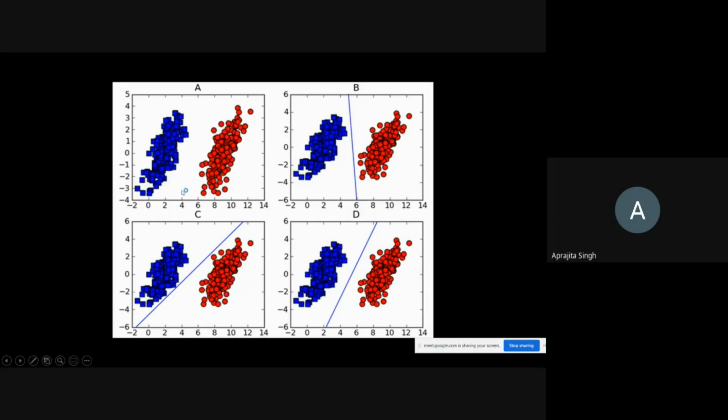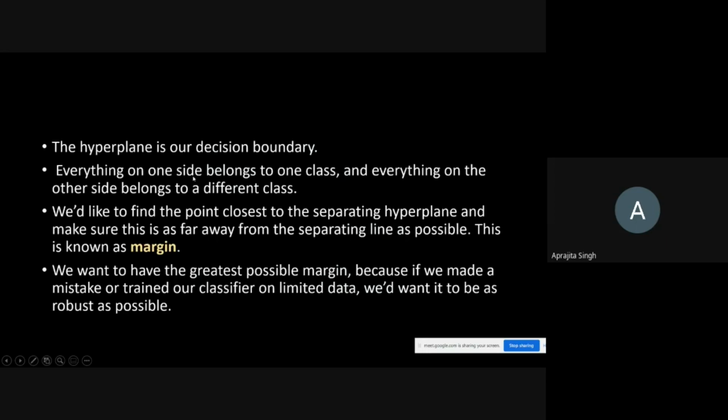So we have to choose that particular line. So that is what it is saying. So we'll have to identify a margin. So we'd like to find a point closer to the separating plane and make sure that this is far away from the separating line as possible, and this is what is a margin.